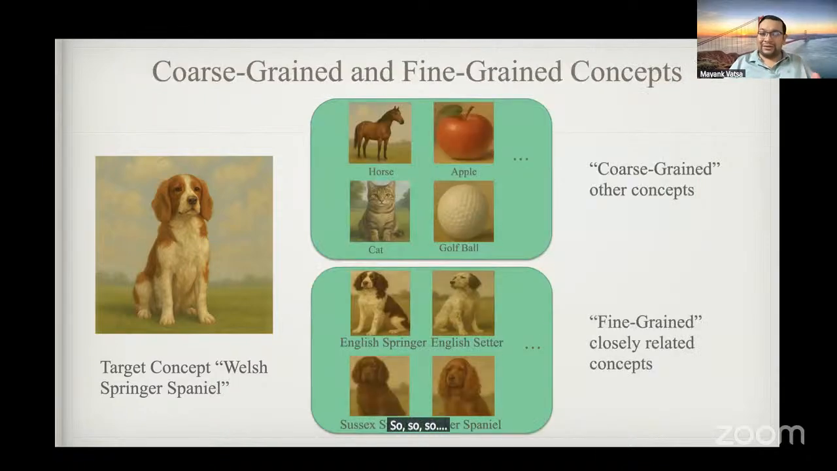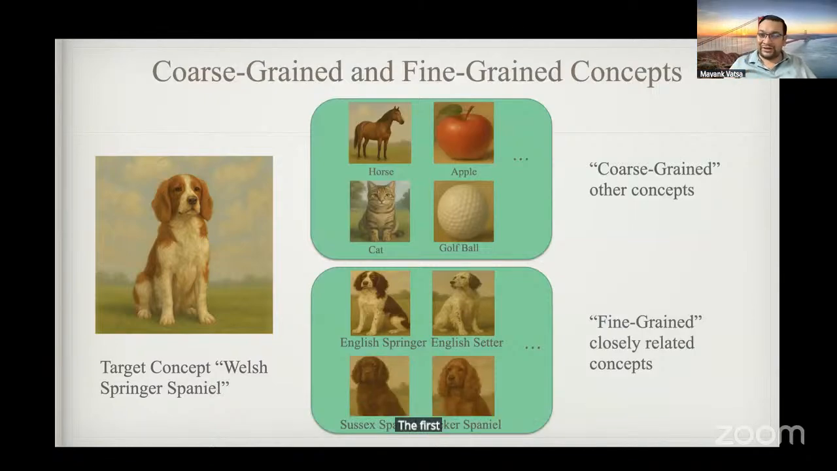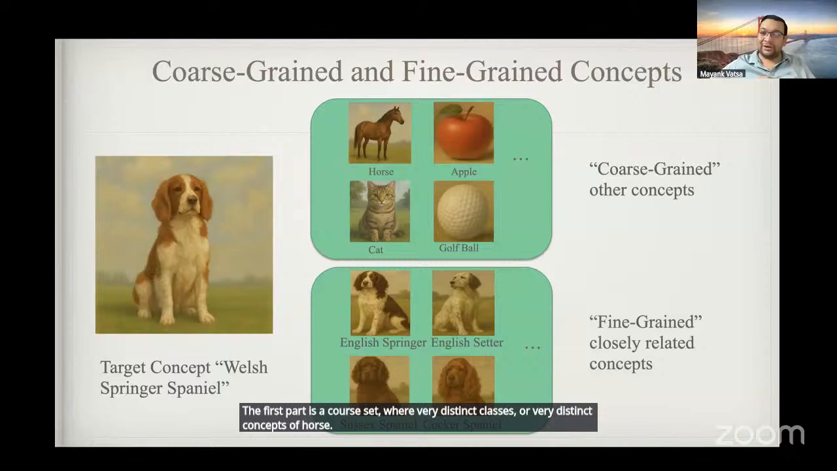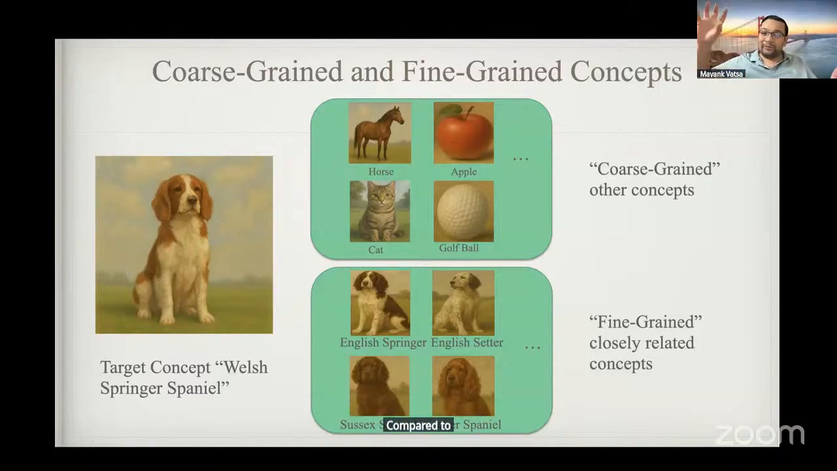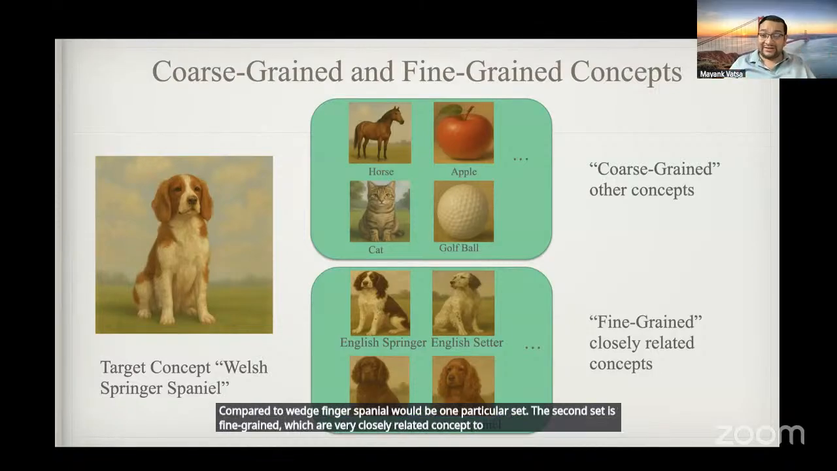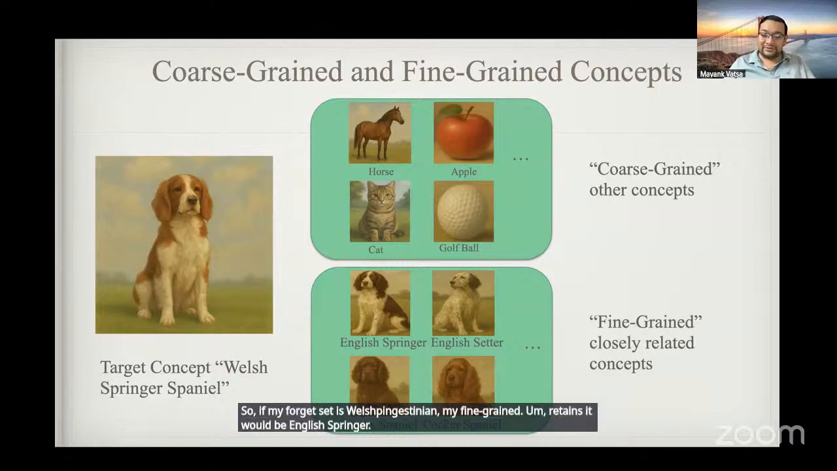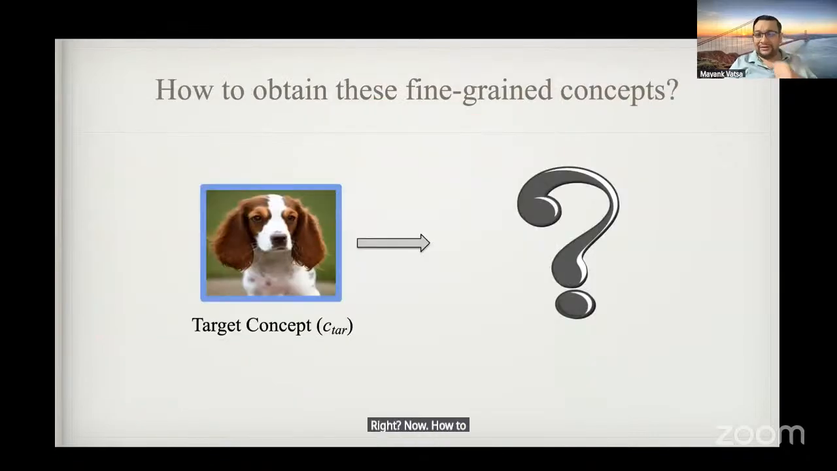So that's where we define that the retain set is essentially a two-part set. The first part is a coarse set, where very distinct classes or concepts like horse, apple, cat, golf ball, compared to Welsh Springer Spaniel, would be one particular set. The second set is fine-grained, which are very closely related concepts to my forget set. So if my forget set is Welsh Springer Spaniel, my fine-grained retain set would be English Springer, English Setter, Sussex Spaniel, Cocker Spaniel, and so on and so forth.